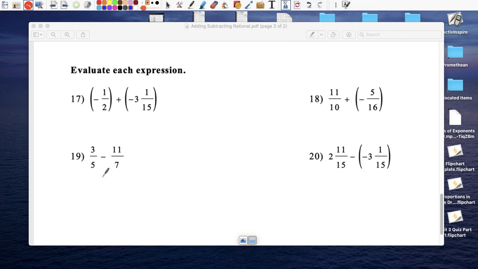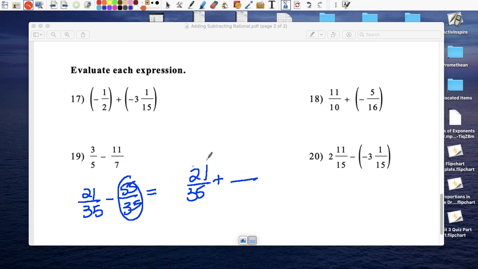63 over 80, but positive. This one, the least common multiple is 35. Let's change that. This becomes 21, this becomes 55. If you want to change this to an addition problem, the first stays, the subtraction becomes addition, and we do the additive inverse of 55 over 35, which becomes negative 55 over 35.